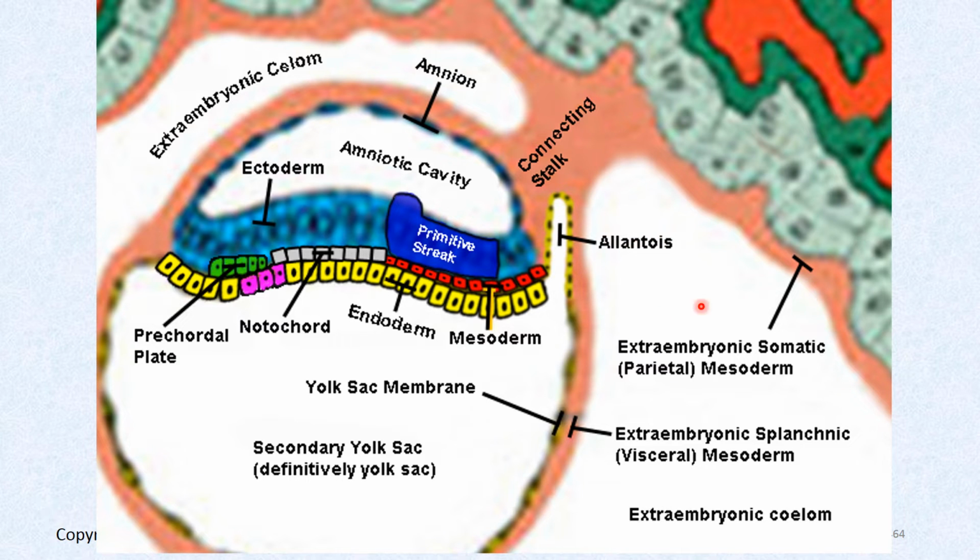And notice that these extraembryonic coeloms didn't completely meet. There's a little stalk of tissue here that wasn't plowed through by the development of these things. This is going to be the future umbilical cord right here, and right now it's just called the connecting stalk.